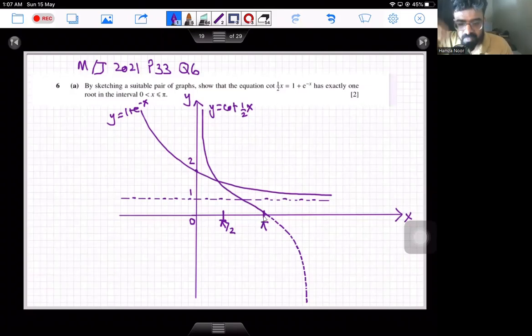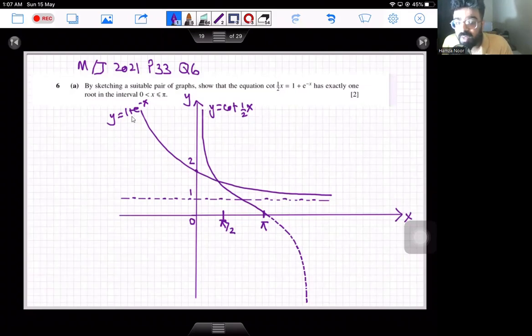The graph which is after the value of pi, I've made it dotted. Even if you just leave the curve in a smooth way, it's completely fine. What you need to do is prove that in the interval 0 till pi, you have exactly one root.